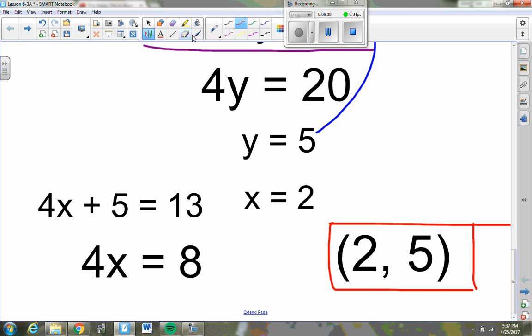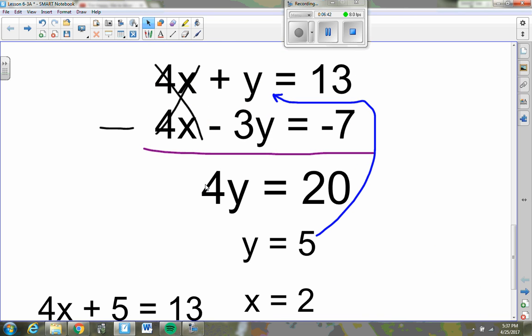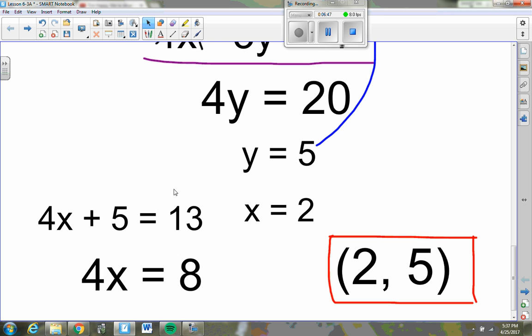If you have questions at all about solving systems of equations by subtracting two equations to eliminate a variable, please make a note to ask me in class tomorrow.